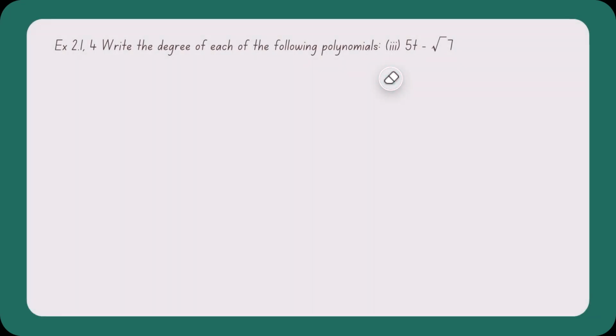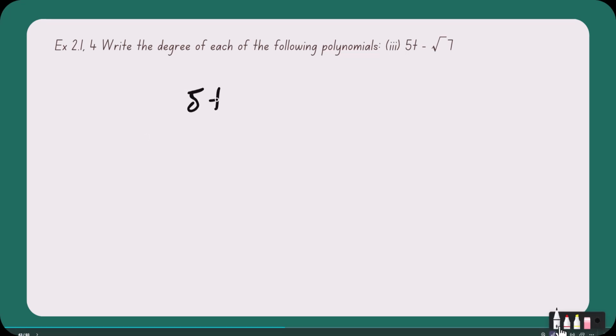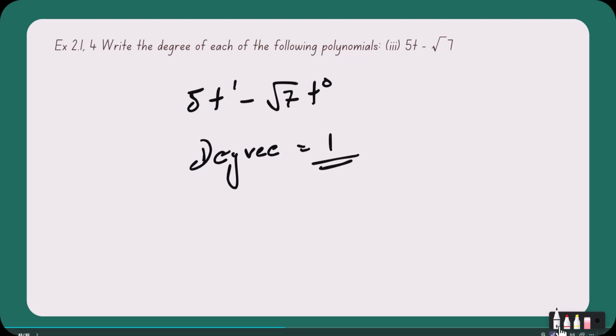It's a polynomial as well. Now let's see the next one. Write the degree. So here we have 5t minus root 7. Only for the variable, you have to be very careful about the root. For real numbers, any real number is no problem. So we have 5t raised to 1 minus root 7. I can write t raised to 0. Perfect. What is my degree? My degree is the highest exponent, which is 1. Simple. That's how you can write it down.